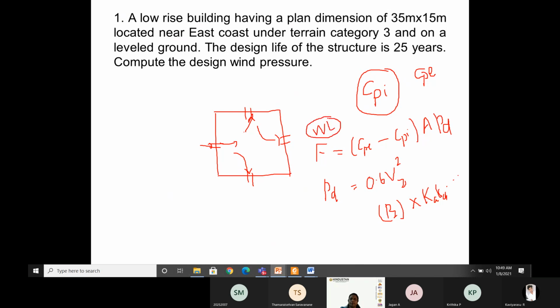Is it understood how to calculate the wind load on a structure? Is it clear? This is your static analysis. Like earthquake, for wind also you have static analysis as well as dynamic analysis. Whatever we are talking about now is static analysis. Is it clear?